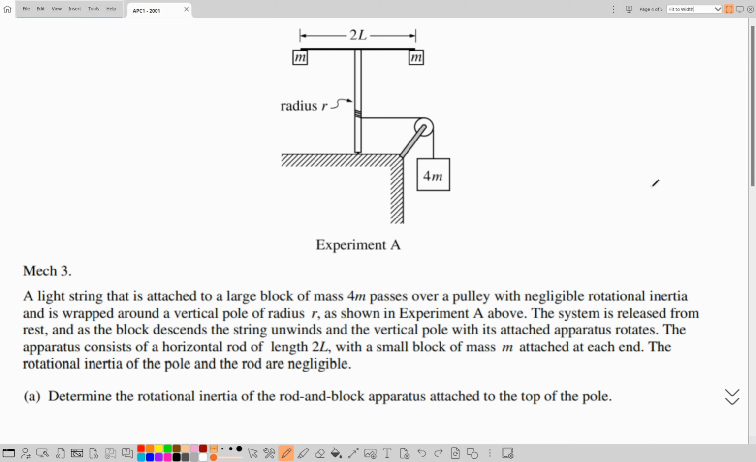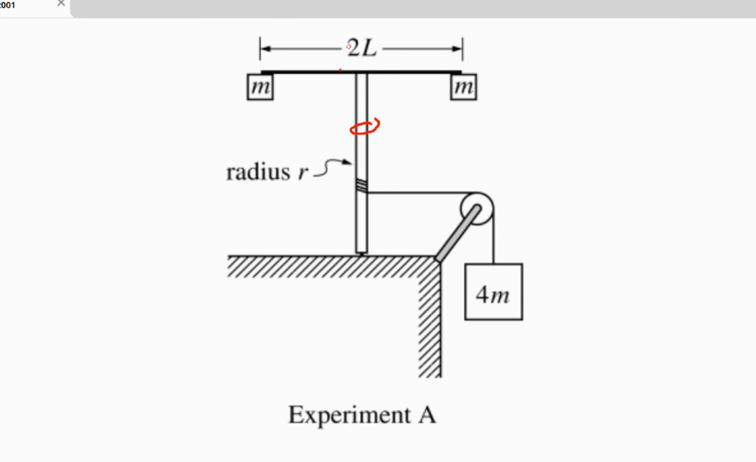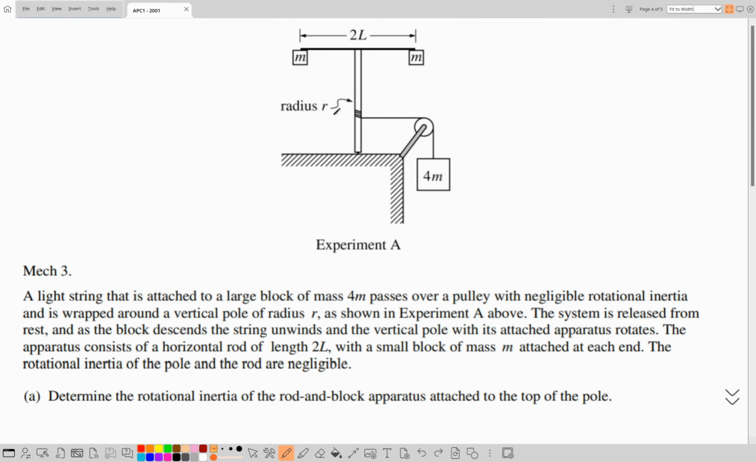The system is released from rest, which means the initial speed is 0, and as the block descends, the string unwinds and the vertical pole with its attached apparatus rotates. The apparatus consists of a horizontal rod of length 2L with a small block of mass m attached at each end. The rotation inertia of the pole and the rod are negligible. So basically this is the pole and that's the rod. They don't have any rotational inertia.